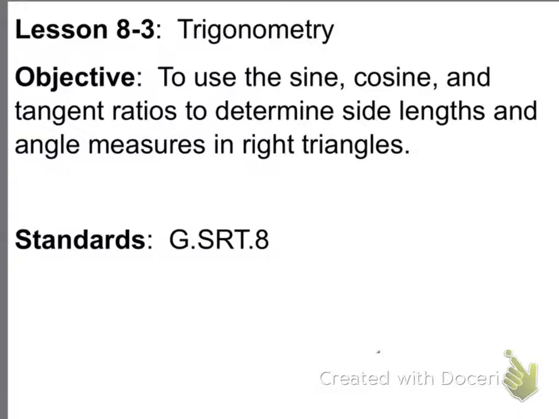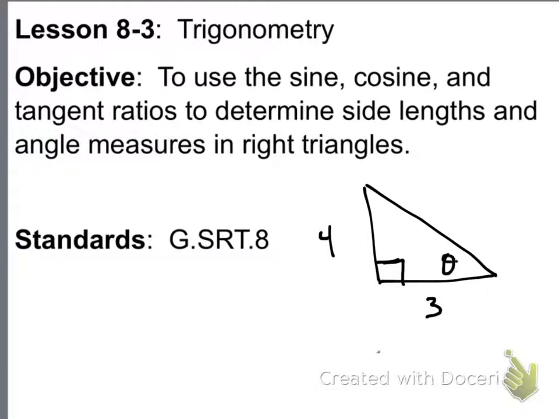So the objective in this lesson is to use the sine, cosine, and tangent ratios to determine side lengths and angle measures in right triangles. Trigonometry is pretty cool. Just as a quick example of its power, if I have a right triangle and I know that this side is 4 and this side is 3, I'm going to be able to determine what that angle actually is. So it's going to help us find angle measures of right triangles.